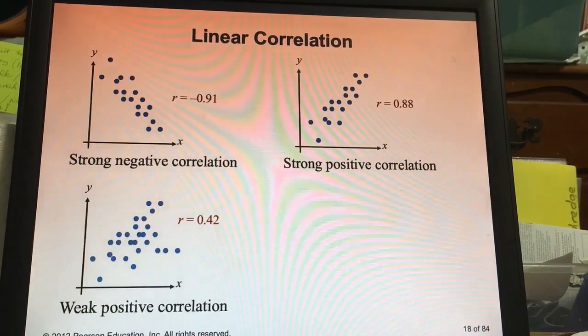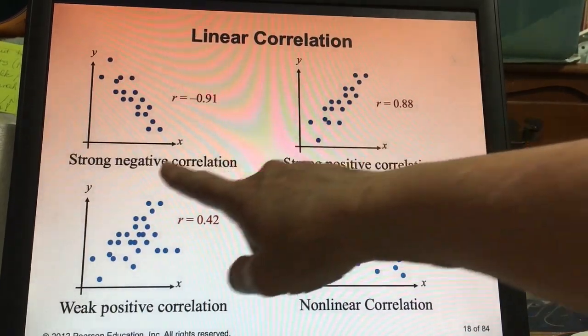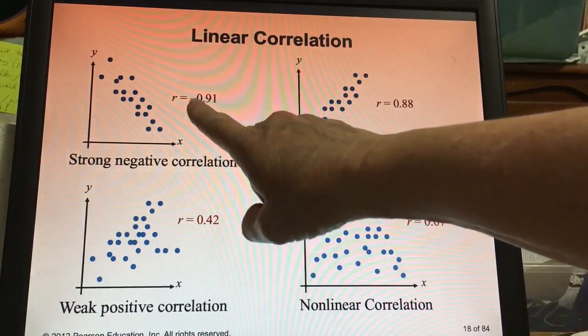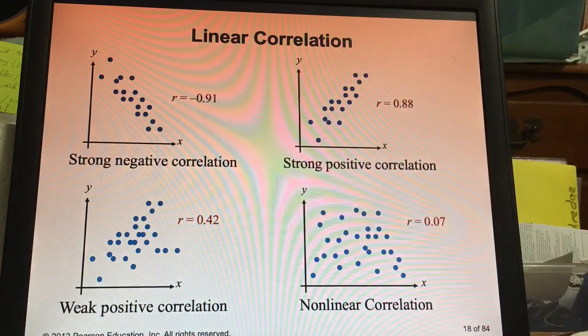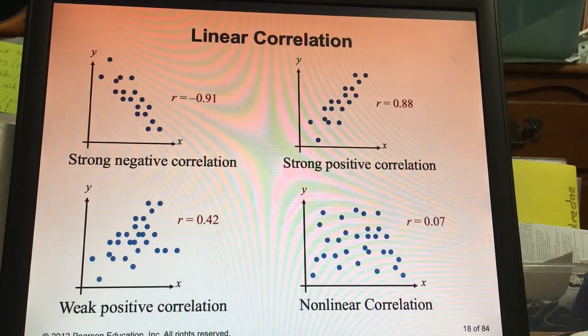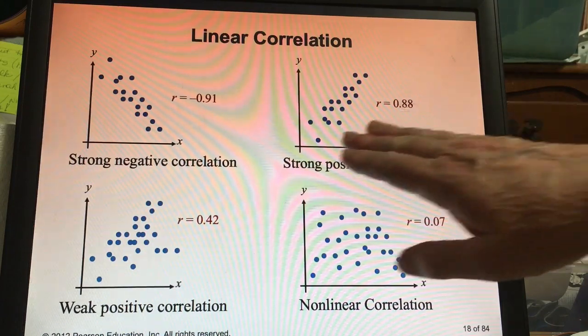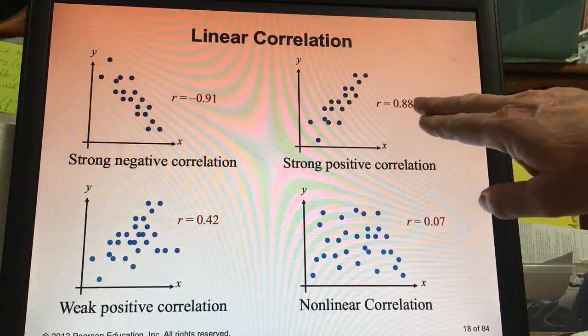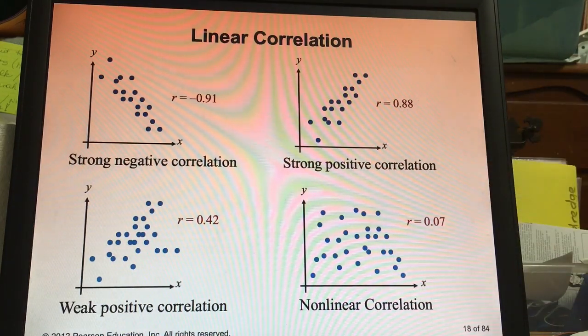So here are some pictures. A strong negative correlation, it's not -1, but it is -0.91, which is very close to -1. So that is a strong negative correlation. Not a perfect line, but we can definitely see a linear slant. This is a strong positive. It's 0.88, which is positive. It's close to 1, but not perfect.